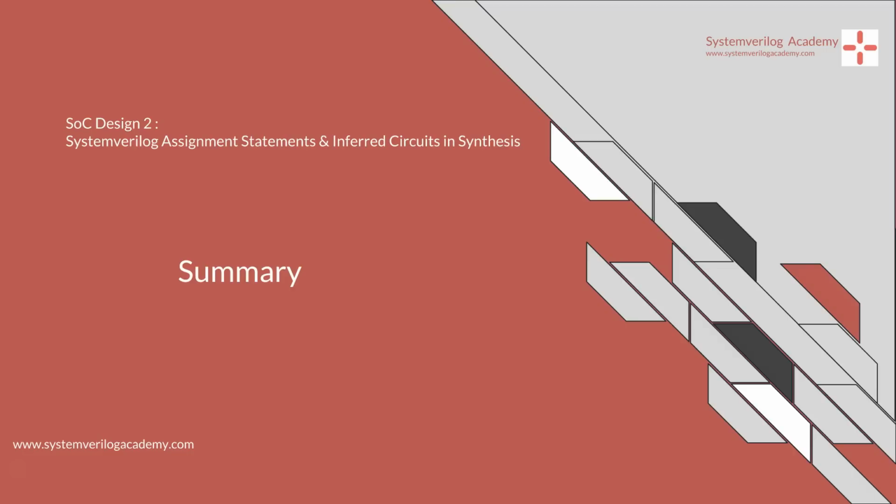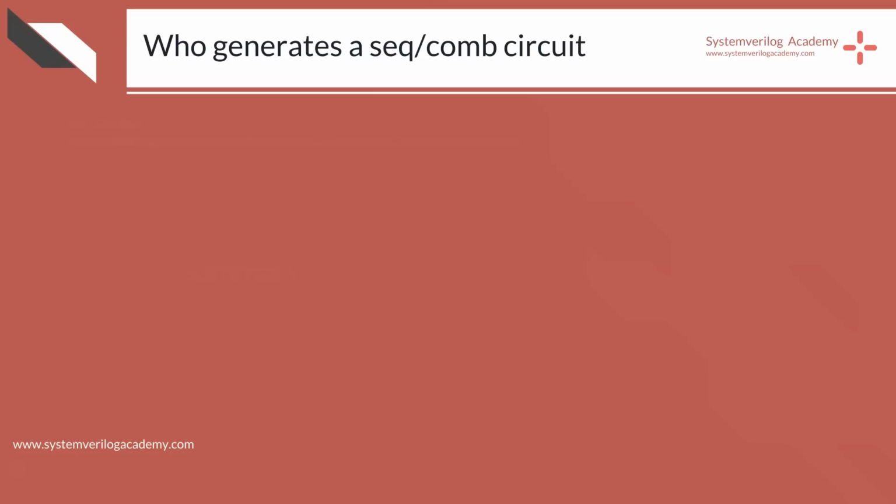Summary. In previous sessions, you have learned about the different types of assignment statements and flow control statements in detail, and the actual circuits generated by them in the IC. Here is a simple summary of all the statements you have learned in the previous sessions.